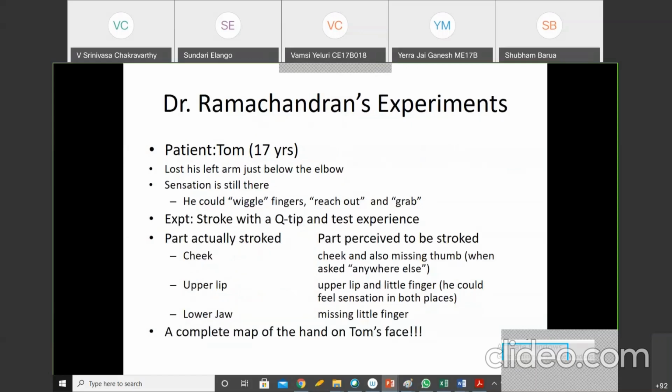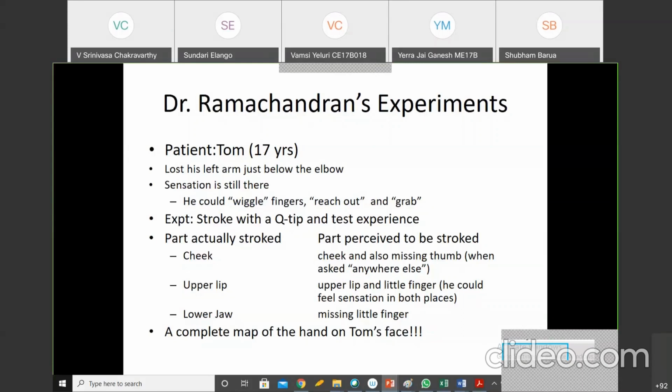The first real clue, breakthrough came in some of these clinical studies, which were performed by Dr. Ramachandran. This was with a patient named Tom. He was a 17-year-old male, and he had lost his left arm just below the elbow, and he had the sensation of the arm in the forearm present. Okay, and so he has a phantom limb.